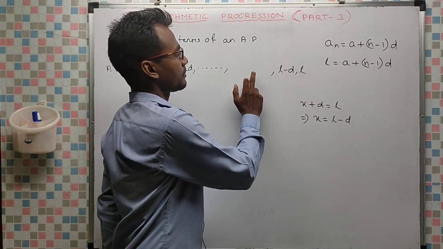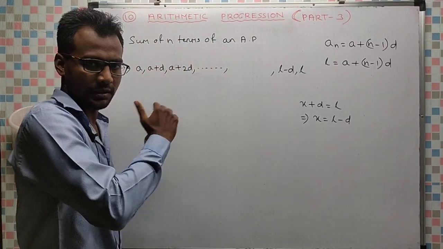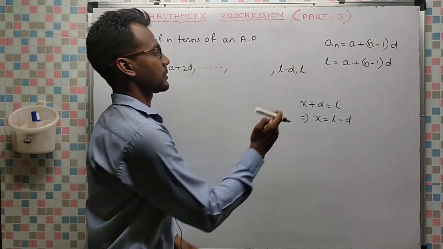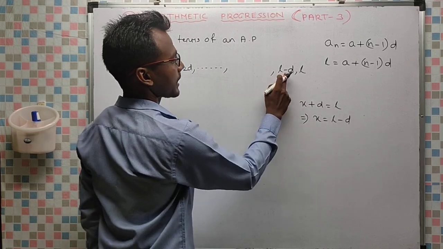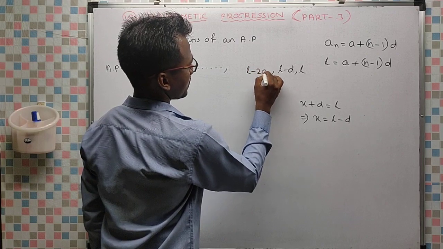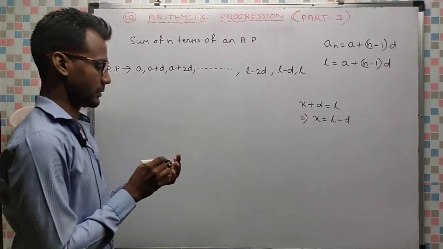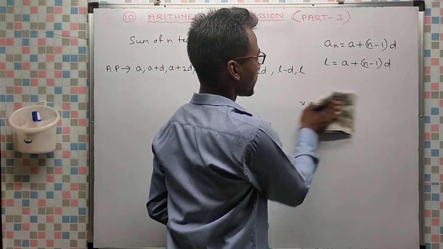Similarly, what will be the term previous to L minus d? If you move from left to right, then plus d. If you move from right to left, then minus d. So this is L. The previous term is L minus d. The term before that will be L minus d, again minus d, that is L minus 2d. Suppose this is the AP. I have taken a finite AP.